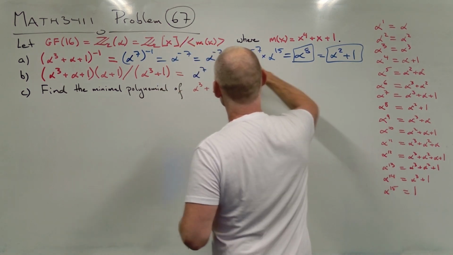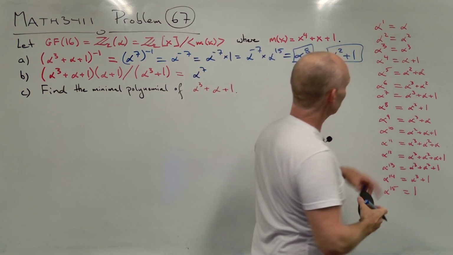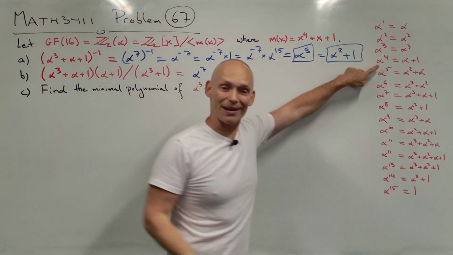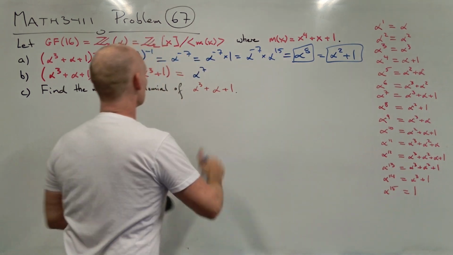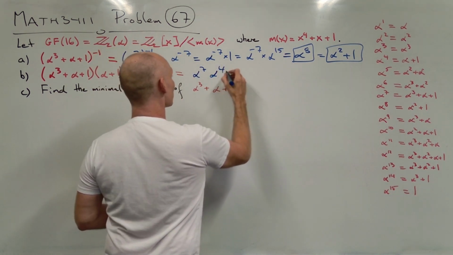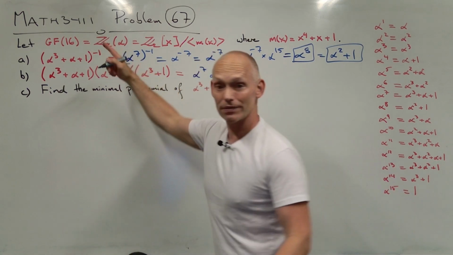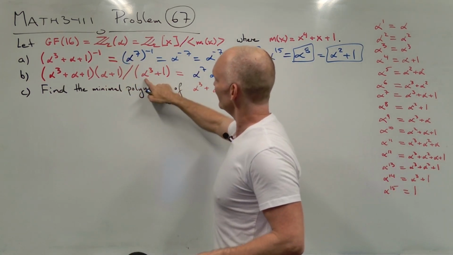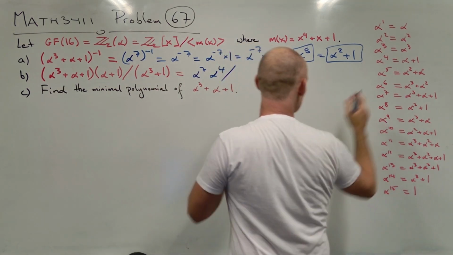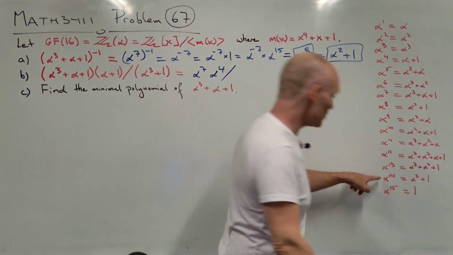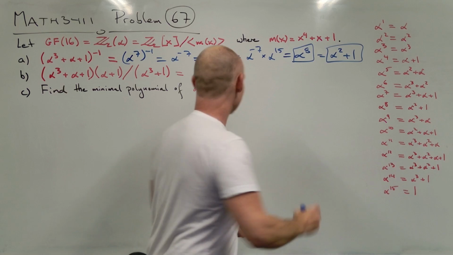Alpha plus 1. Where is that in the table? There it is. Oh, that was our alpha to the power of 4. So maybe I should have even just remembered that. And we're dividing by another polynomial here, another element of the field if you want. Alpha cubed plus 1. And what is that in the table here? There it is, alpha to the power of 14.